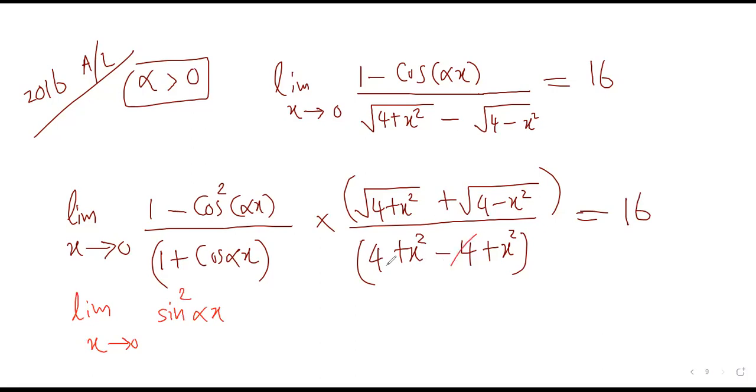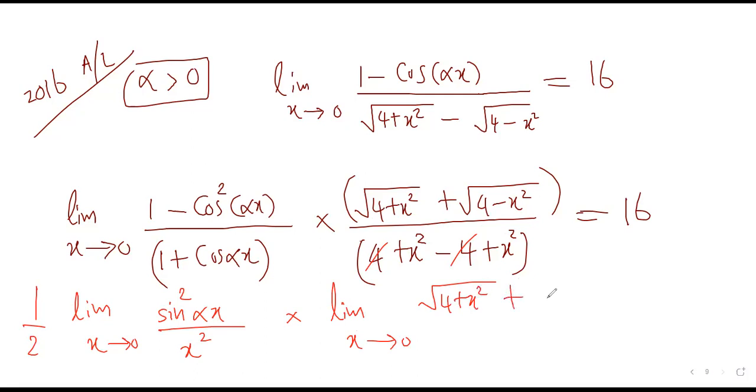Here minus 4 plus 4 cancel off. Then 2x squared, I take 2 out. x squared can be taken here. The limit as x is going to 0. The conjugates, 4 plus x squared, 4 minus x squared, over 1 plus cos alpha x.